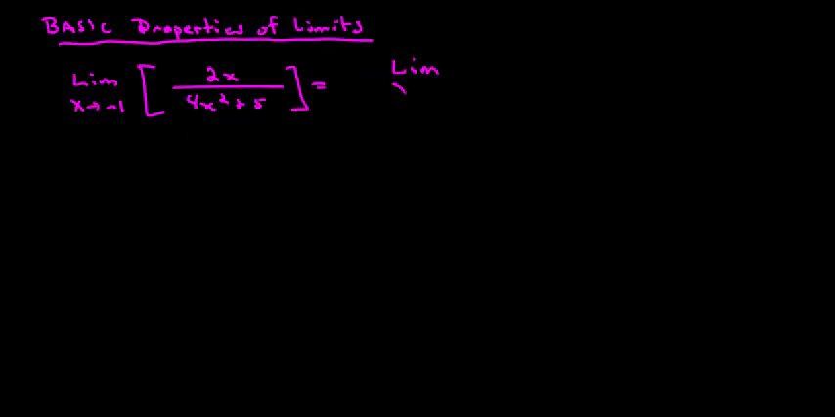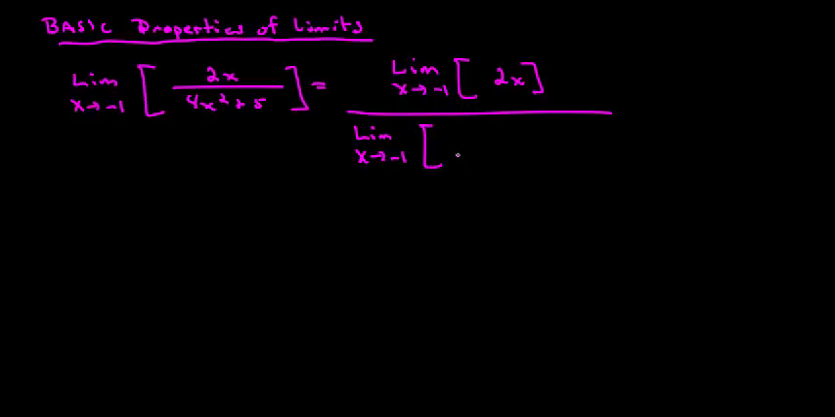We can say this is the limit as x approaches -1 of 2x over the limit as x approaches -1 of 4x squared plus 5. So I've used this quotient property, and the reason I can use that is because the limit of the denominator is not 0. If it is 0, you can't use this. So since the limit down here is not 0, let's go ahead and compute these.